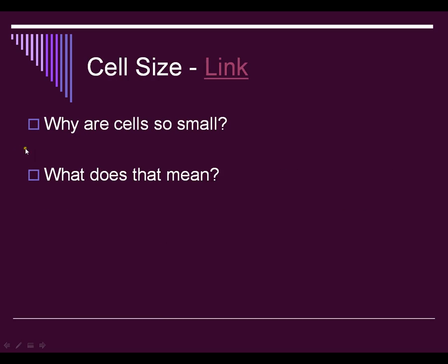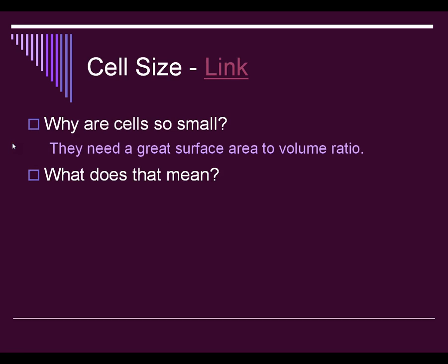So why are cells so small? It really has to do with the ratio of surface area to their volume. Because cells don't have eyeballs, hands, and things like that to get the molecules they need, those things have to diffuse into the cell. And if you remember from our discussion on osmosis and diffusion, that is based on the random movement of those molecules.